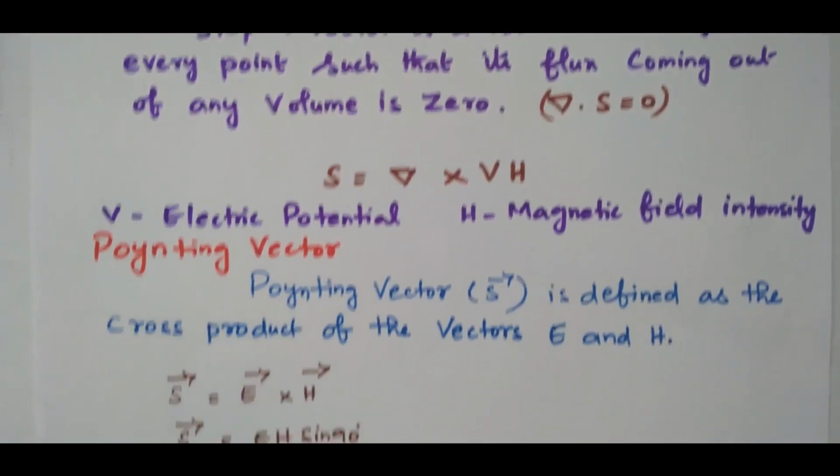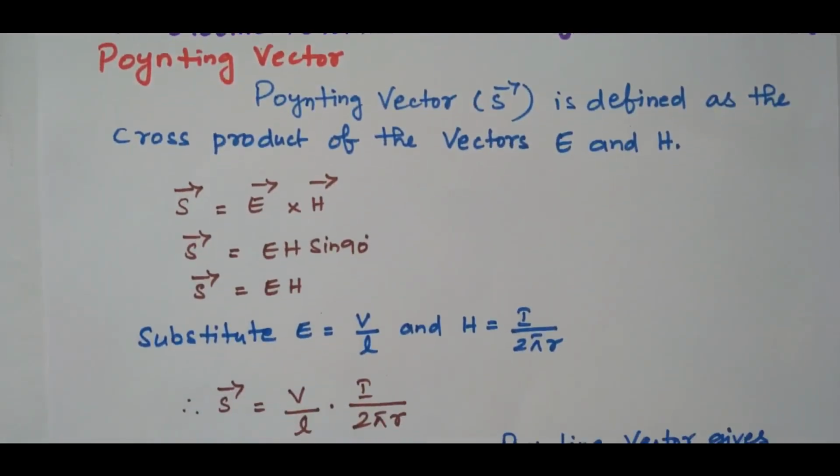Now we'll go to the Poynting vector. What is the Poynting vector? It is defined as the cross product of vectors E and H. S vector equal to E vector cross H vector. What is A vector cross B vector? AB sin theta. So E vector cross H vector equals E into H into sin 90, because the angle between E and H is 90 degrees. So sin 90 is 1. So S equal to E into H. The Poynting vector S equals electric field multiplied by magnetic field.